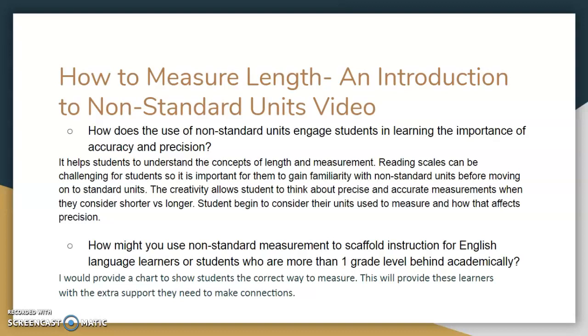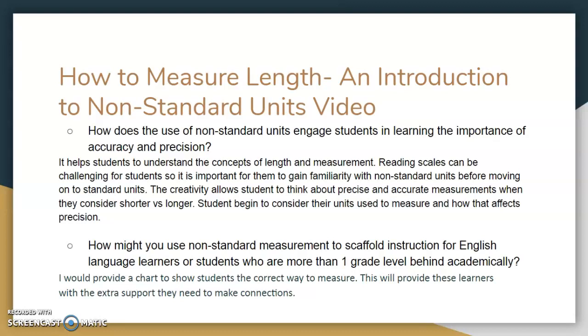The creativity of using various tools and non-standard units allows students to think about precise and accurate measurements when they consider certain terms such as shorter versus longer. It's less of a daunting task. Students begin to understand that the units they use to measure can affect the accuracy and precision of their measurements. So how might you use non-standard measurements to scaffold instruction for English language learners or students who are more than one grade level behind academically?